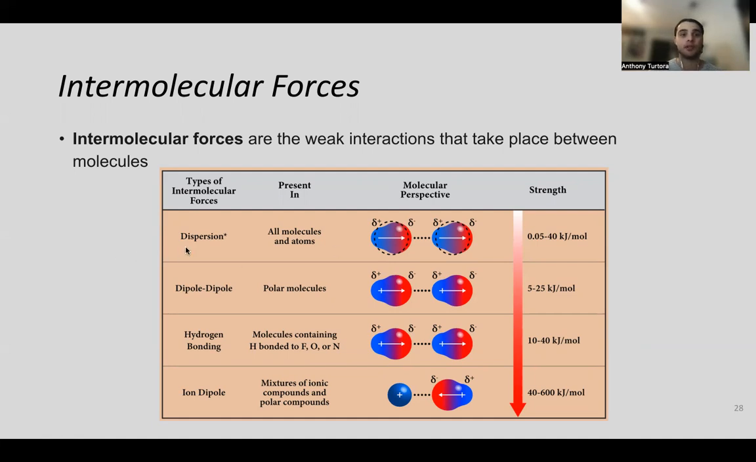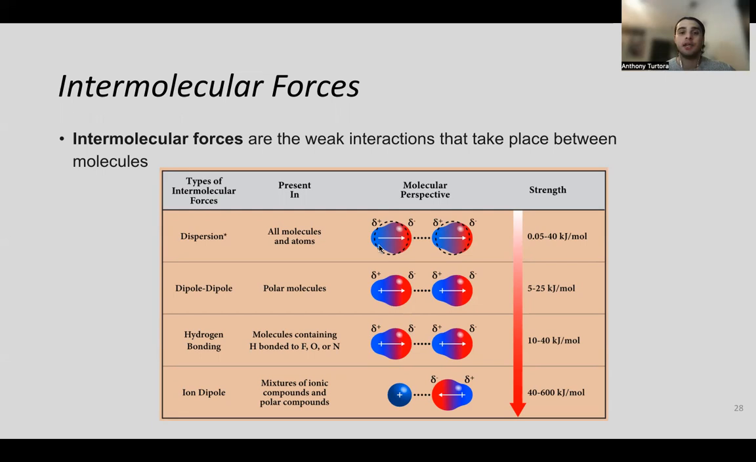So here are London dispersion forces. It's present in all molecules. So dispersion forces are transient. They occur in all molecules, even nonpolar molecules. That happens because electrons are constantly moving around.